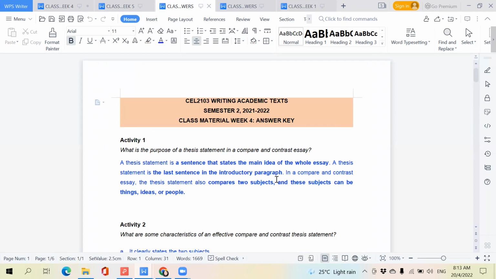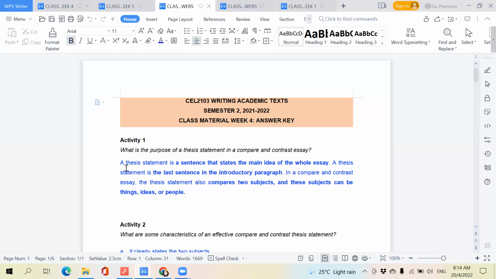So in a comparison and contrast essay, the thesis statement will also compare the two subjects. Remember, what are the two subjects? The two components or the two things that you want to compare. For example, you want to compare car A and car B. Those are what we consider as two subjects. These subjects can be either things, ideas, or people. Up to you. What do you want to compare? But make sure the topic that you choose, like I said, is academic in nature.